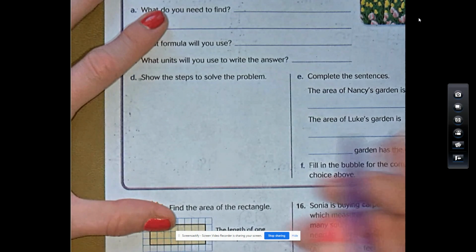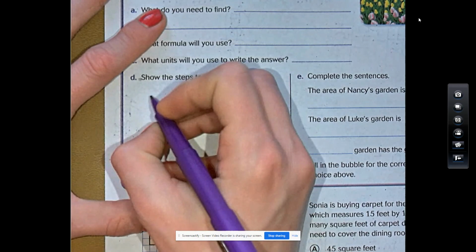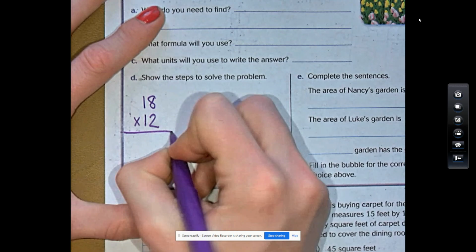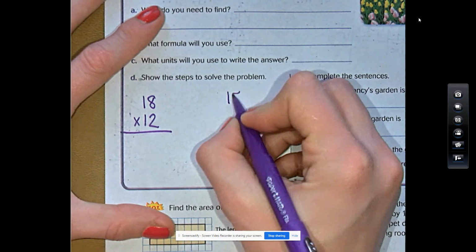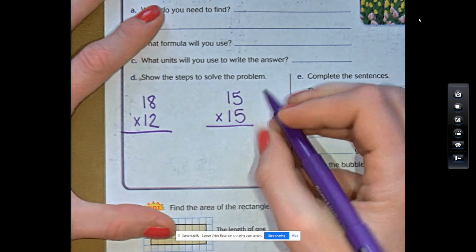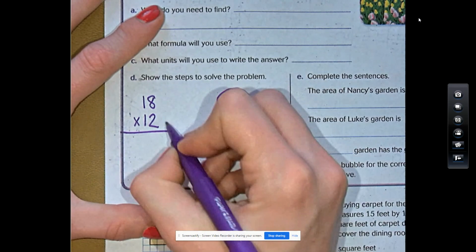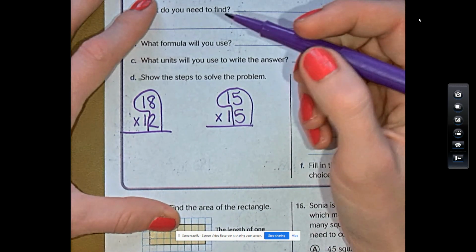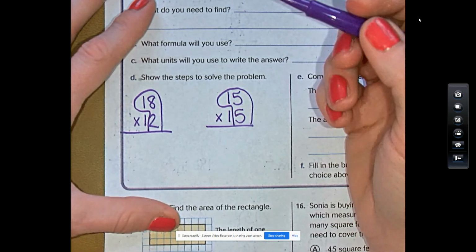Okay, 18 times 12 is the first one. 15 times 15 is going to be my next one. I figure them both out. Both of them are turtle head problems. Okay, pause me, do it yourself, and come back and see if we get the same answer. It's good practice for your brain.